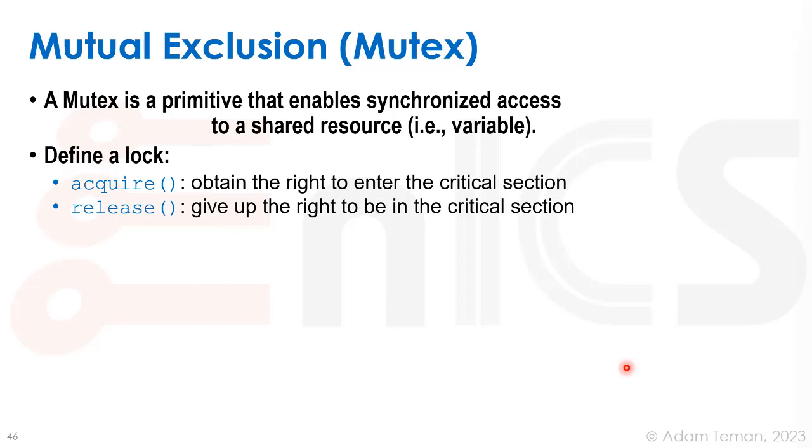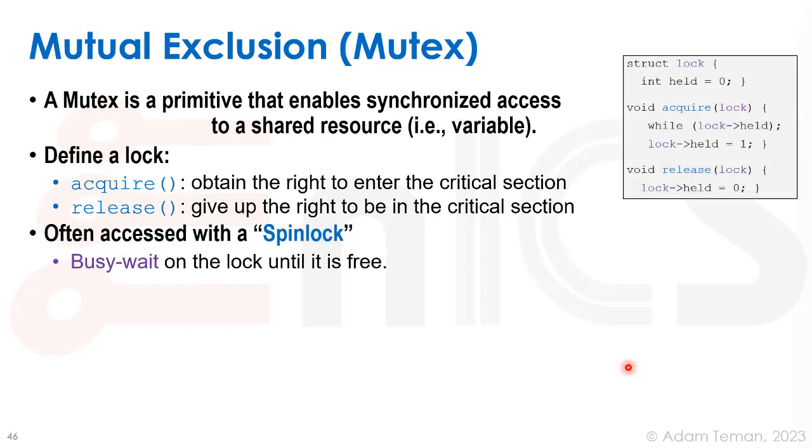associated with it. One would be called acquire, which means I acquire the lock. I have the rights to enter the critical section. And release would mean I finished doing whatever I was doing and I can give up the rights to be in the critical section. We can often access a lock with what we call a spin lock, which means we're going to busy wait on the lock until it's free.